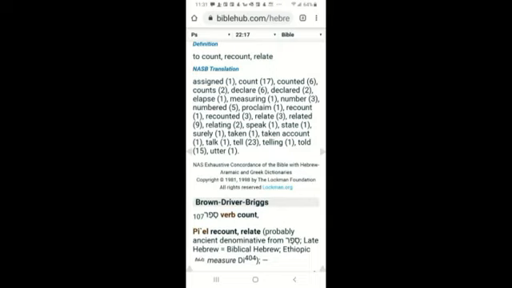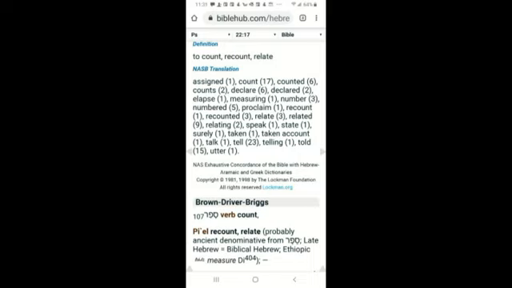Now, the word sapar, when being used in the Torah and Tanakh, is used for many different meanings, some more than others, right? I'm going to give you some of the meanings that the word sapar as a verb is being used as in the Tanakh. It can be used as assign, count, declare, declared, elapse, measuring, number, numbered, proclaim, recount, recounted, relate, related, speak. These are all different meanings that the word sapar can mean, right?